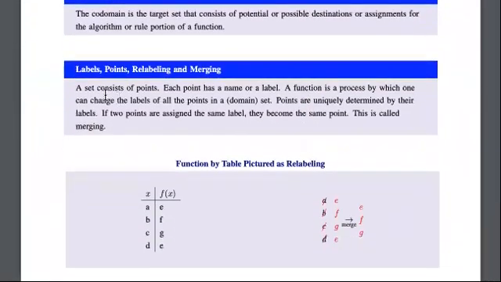So you can kind of think right here, I have a little bit more of a description of that idea. So a set consists of points. Each point has a name or a label. A function is a process by which one can change the labels of all the points in a domain set. Points are uniquely determined by their labels. If two points are assigned the same label, they become the same point. This is called merging. So let's look at an example of merging in a picture.